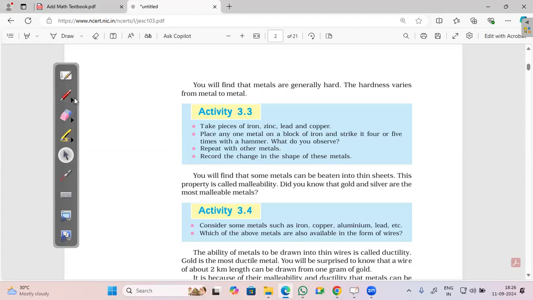Then some of the metals can be beaten into sheets. This property is called malleability. Not all the metals have this property. A few of the metals can be beaten into sheets, for example copper, aluminum, iron, gold, silver. You can beat those metals into sheets, or you can also draw them into wires.